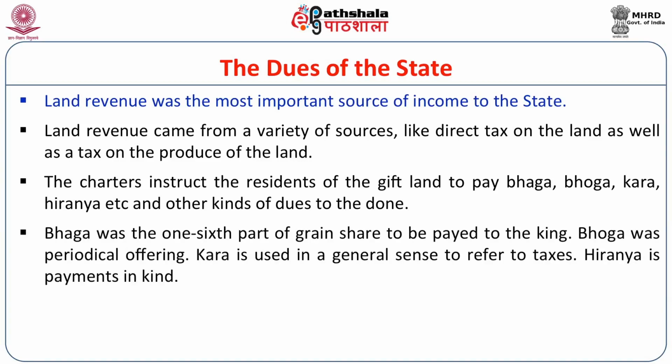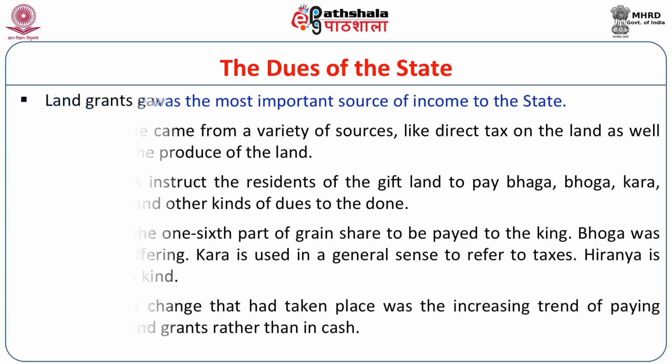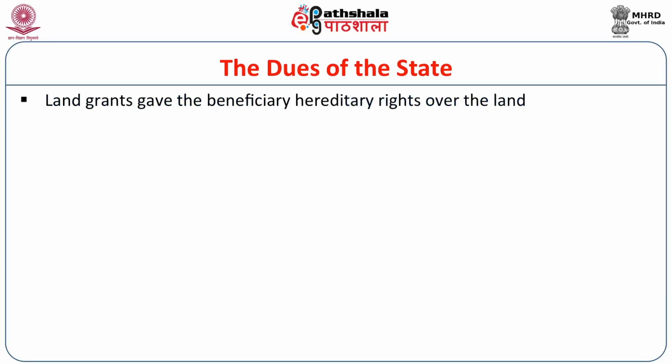Bhaga was one-sixth part of the grain share to be paid to the king. Bhoga was periodical offering. Kara is used in a general sense to indicate taxes. Hiranya is payments in kind. A significant change that had taken place was the increasing trend of paying salaries in land grants rather than in cash. Land grants usually gave the beneficiary hereditary rights over the land.